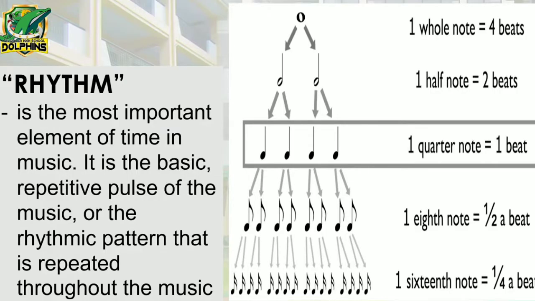Rhythm is the most important element of time in music. It is the basic repetitive pulse of the music, or the rhythmic pattern that is repeated throughout the music. It is the music component that makes us move, or even just tap the foot when we listen to a song. In order to read, identify, and transcribe rhythms, you need to become familiar with rhythm notations and rhythm patterns. This mainly involves indicating when a note happens, how long it lasts, and what the common rhythm is.